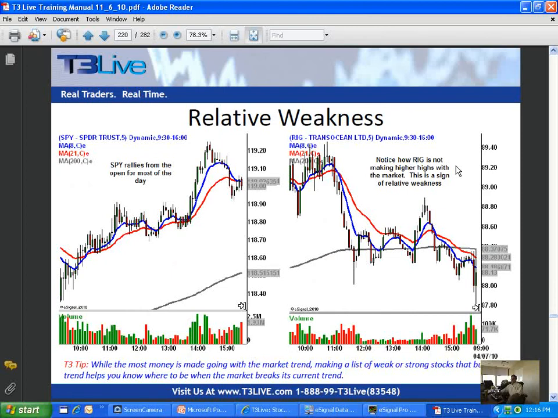Again, these are just more examples of this correlation here with relative weakness. The spiders are pretty much rallying all day, and the stock to the right is breaking down. Okay.